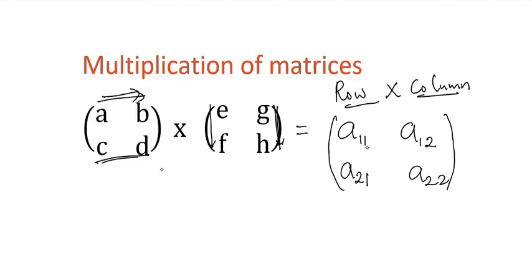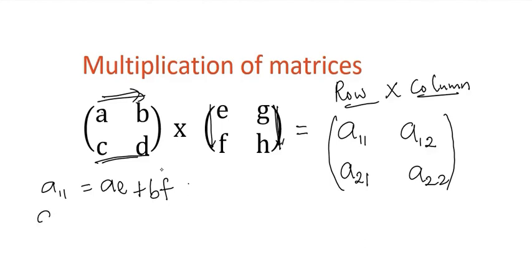Now let's start with the first row to first column. Remember the first element in the first row, we multiply the first element in the first column. Second element in the first row, we multiply second element in the first column. So to multiply A, B, and E, F now, A will multiply E, AE, plus B will multiply F, BF.